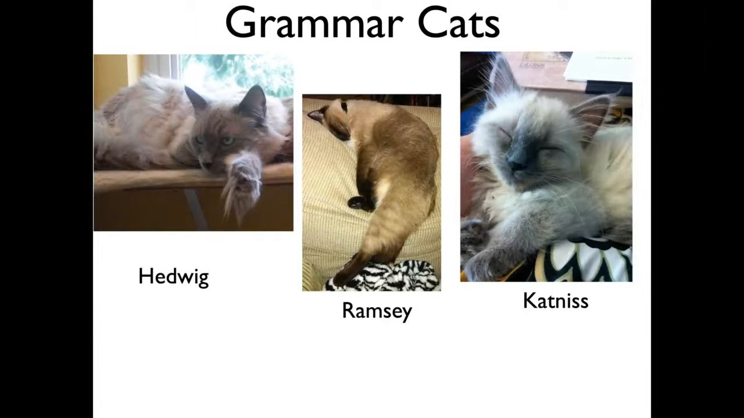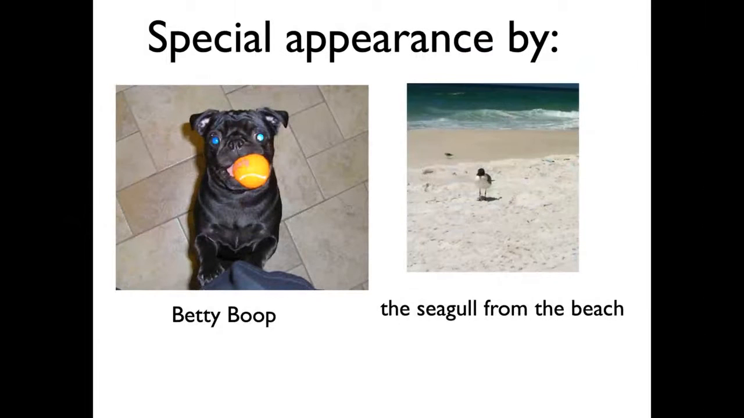So in this grammar video, I'm going to talk about clauses and phrases with the help of my three grammar cats, Hedwig, Ramsay, and Katniss. Just for reference, they are named after the books and not the movies, except for Ramsay. Okay, this one has a special appearance by my sister's pug, Buddy Boop, and a mean seagull from the beach.